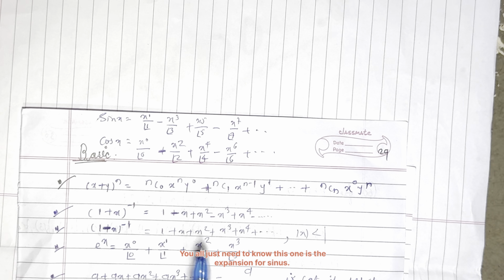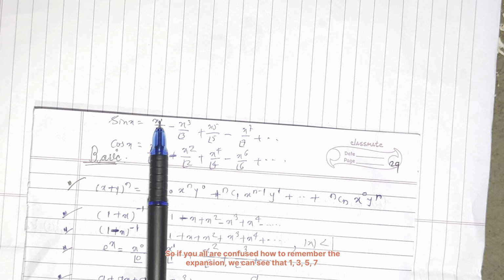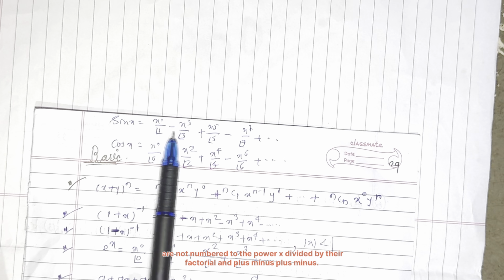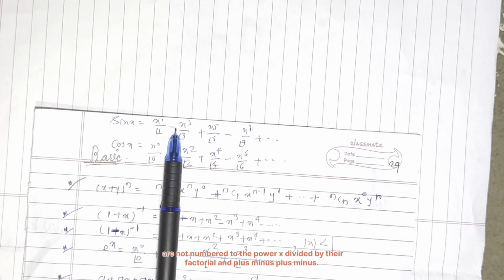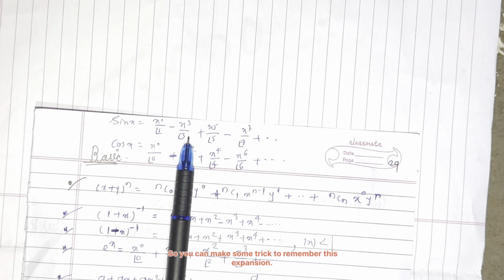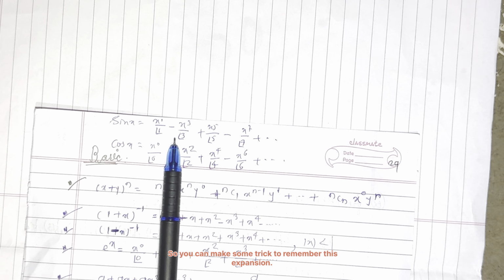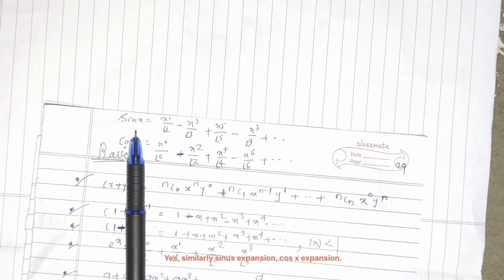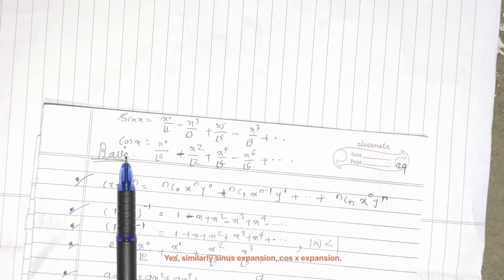This one is the expansion for sin x. If you are confused about how to remember the expansion, note the odd numbers 1, 3, 5, 7 as powers of x divided by their factorials, with alternating plus and minus signs. You can make some trick to remember this expansion.